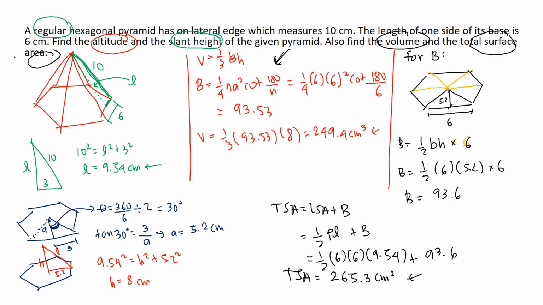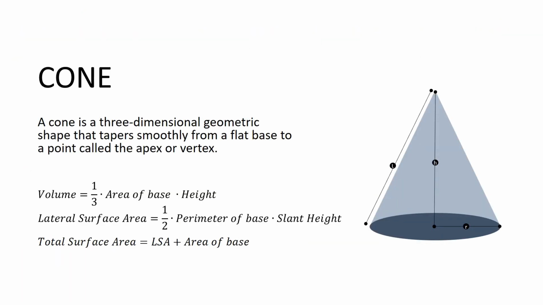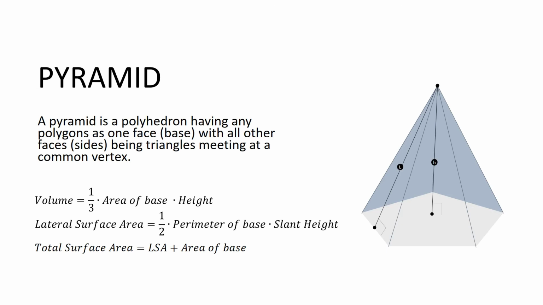So, that's the end of our session. Recap lang ta. Cone, 1/3 base times height. Lateral surface area is 1/2 perimeter times slant height. Same lang gid yung formula pagkabot sa pyramid. 1/3 base times height and 1/2 perimeter times slant height. It's just that pagkabot sa cone, circle lang inyong base. Pagkabot sa pyramid, it's a regular polygon. Any polygon that you can think of.